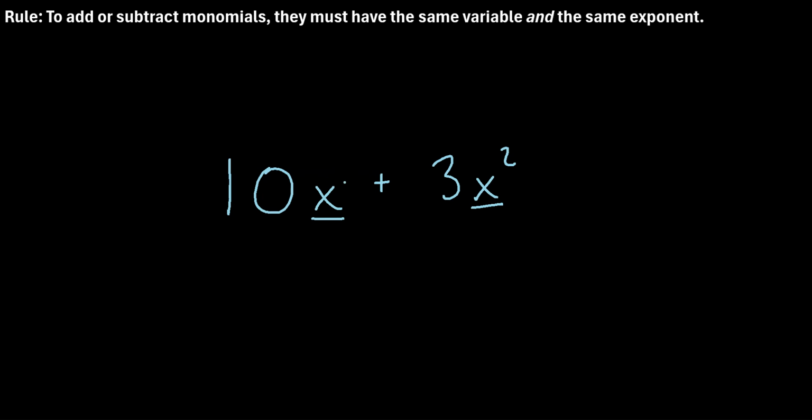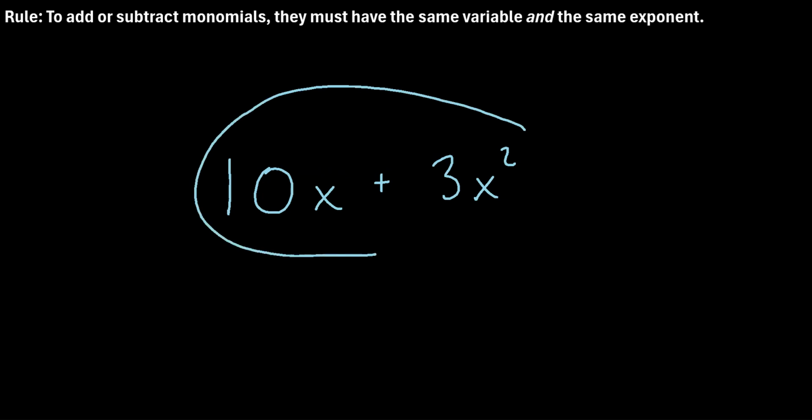So this one, no exponent is shown, so we can assume that it's a 1. Well, we can see that this x has an exponent of 2. So since these two are not equal, we cannot add them together. So this is just going to be our final answer. There's no way to simplify this expression.